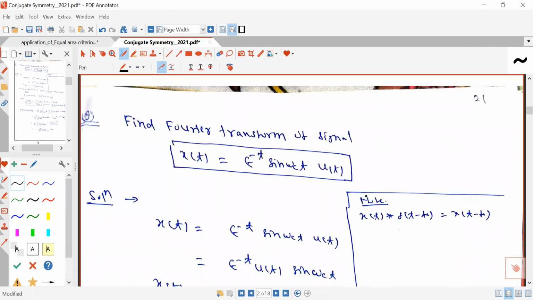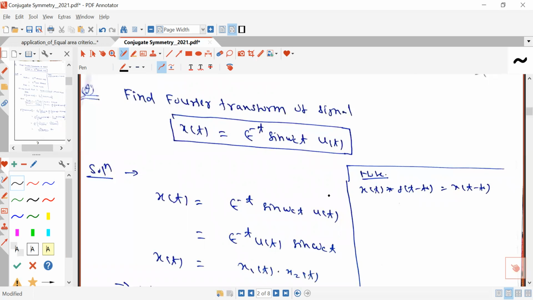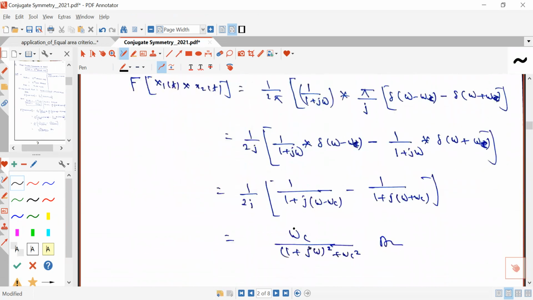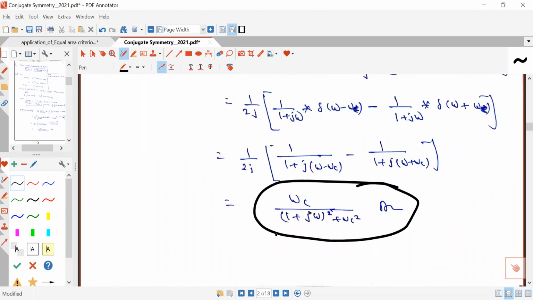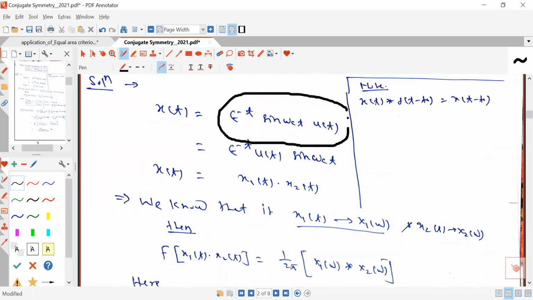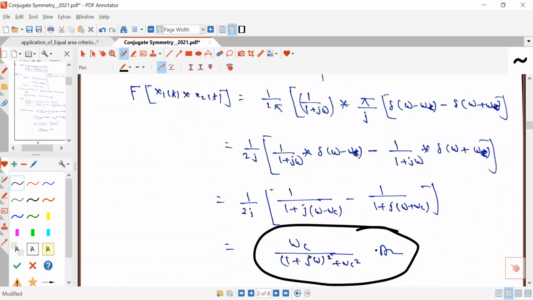So I have discussed this numerical example in this PDF file. So go through this PDF file, and you will get the Fourier transform of the signal e to the power minus t sine omega_c t u(t). So in this way, using the multiplication property, you can find the Fourier transform of a signal which is the result of the product of two signals.